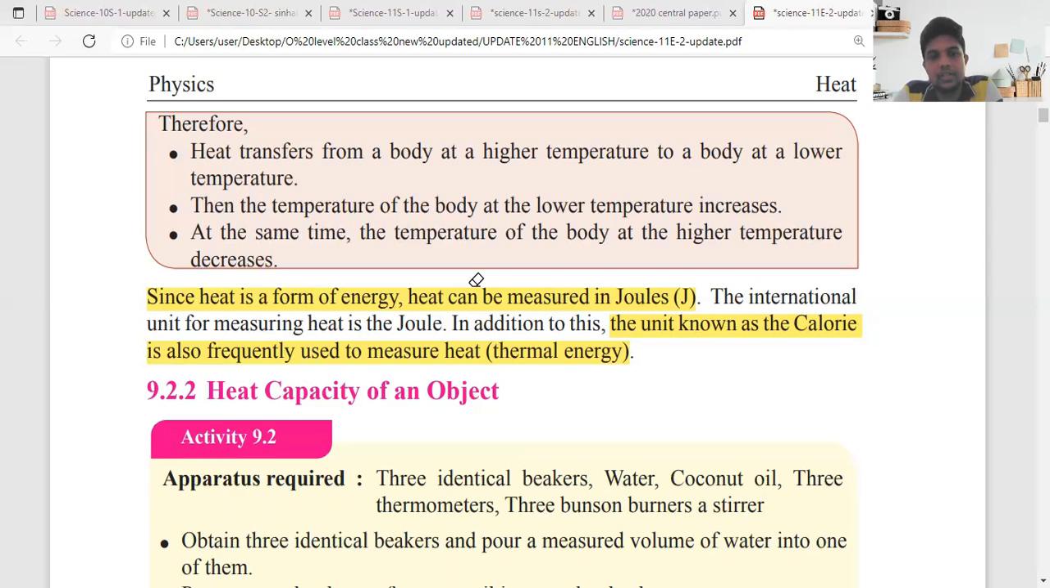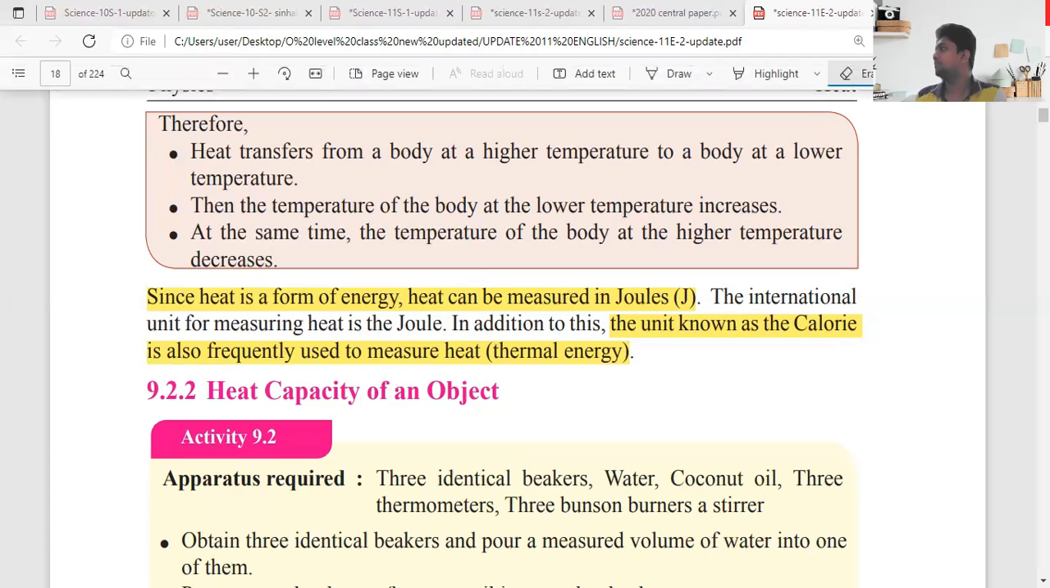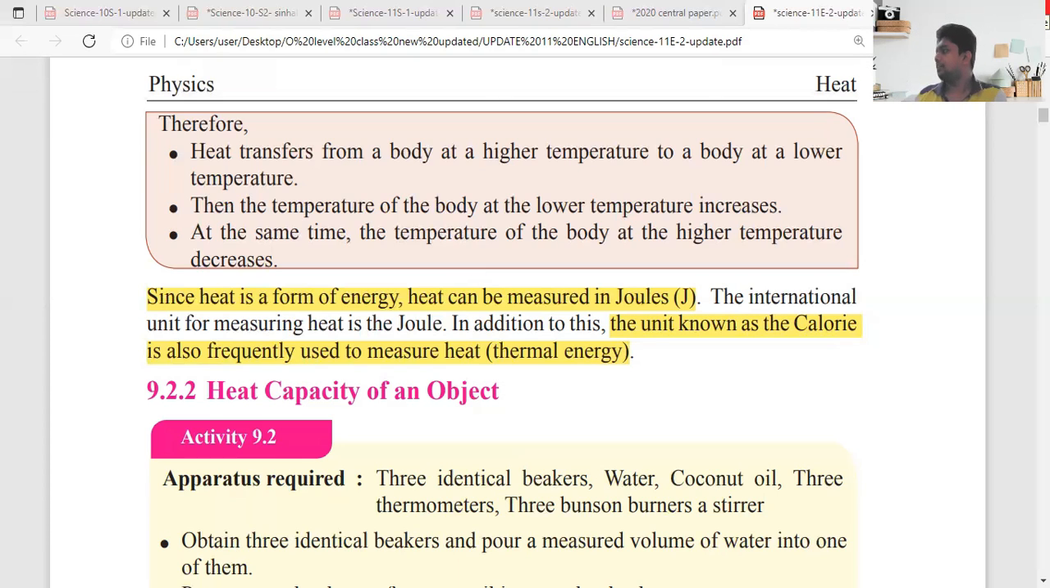Next one. The international unit for measuring the heat is joule. Final one, write down the final point.